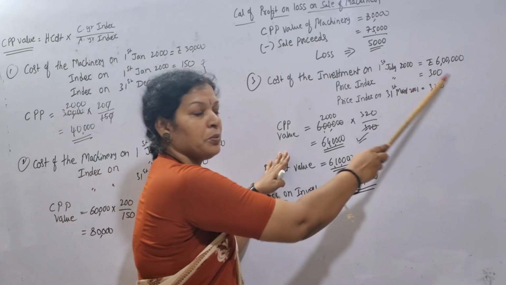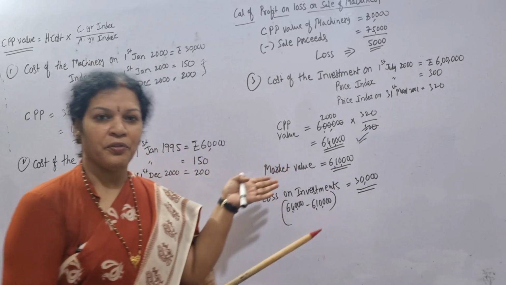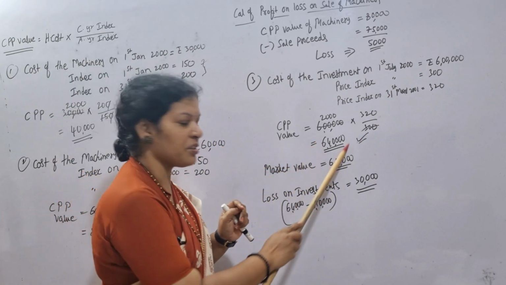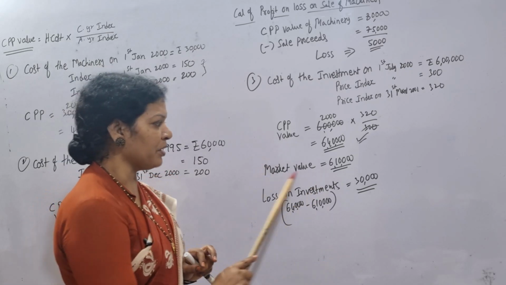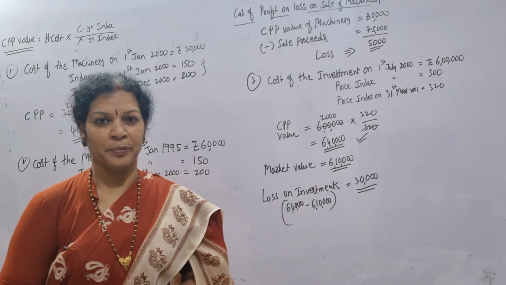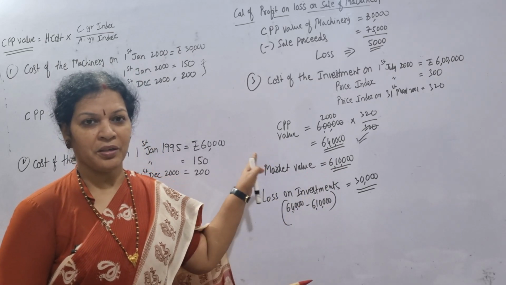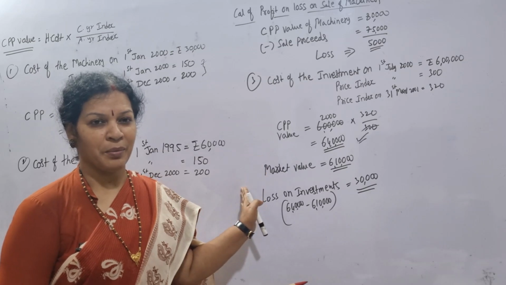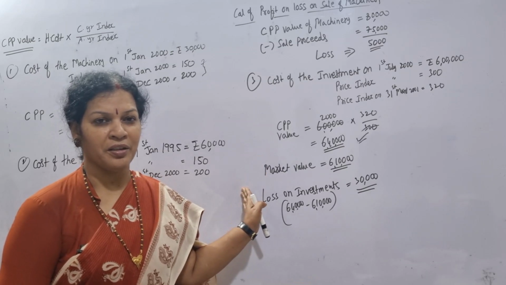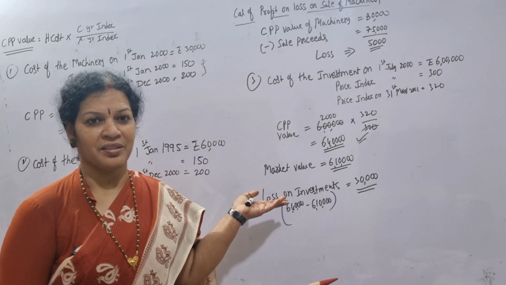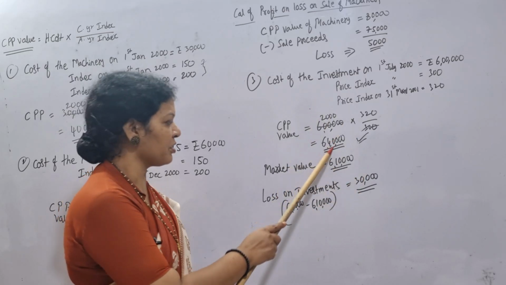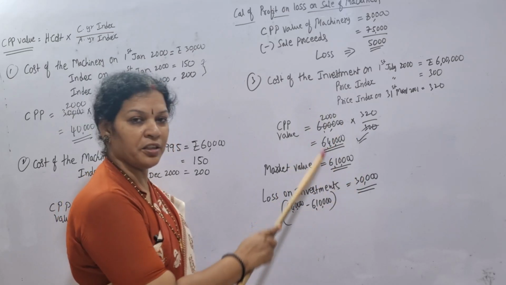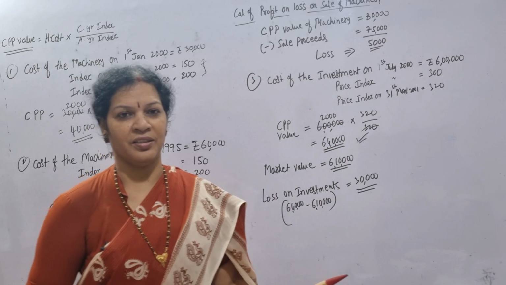As per the government, the index 320 is increased. If you calculate according to that, it must be 6,40,000. But in the problem, they have mentioned that the market value is 6,10,000 only. According to the index, it must be 6,40,000, but market value at present is 6,10,000 only. It means a loss. How much is the loss? Loss on investments is 30,000, that is 6,40,000 minus 6,10,000. The difference is the loss.